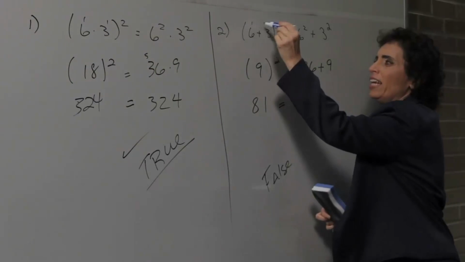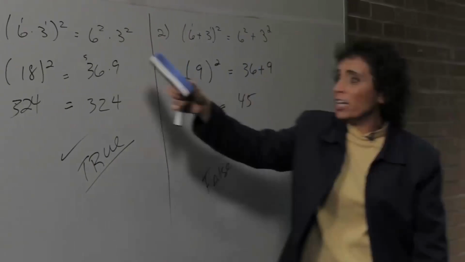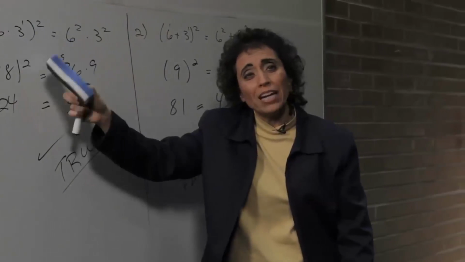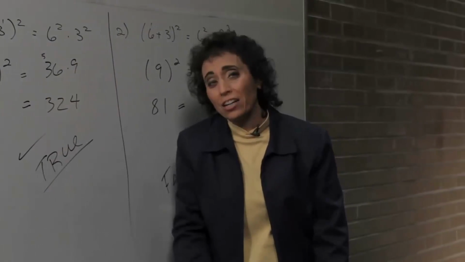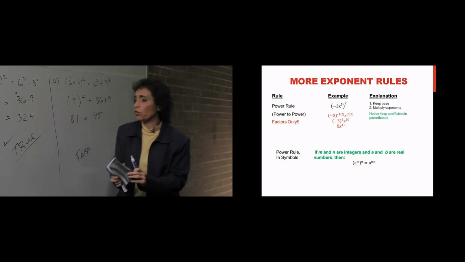I tried to do that here, but it did not work here, because here they were terms. So I can keep the base and multiply my exponents when I have factors. That is called the power to power rule. Let me show you an example that's on your next slide.